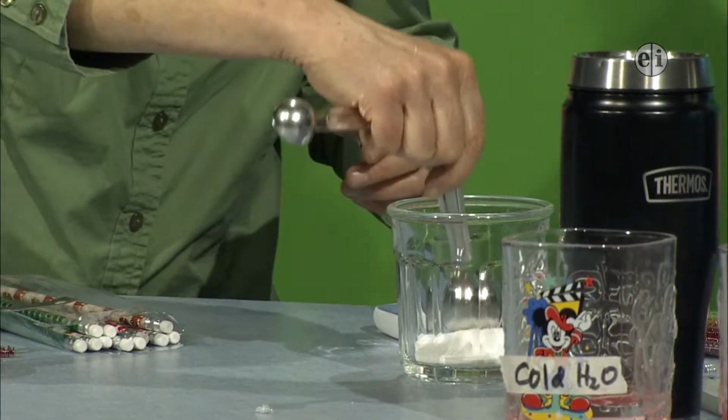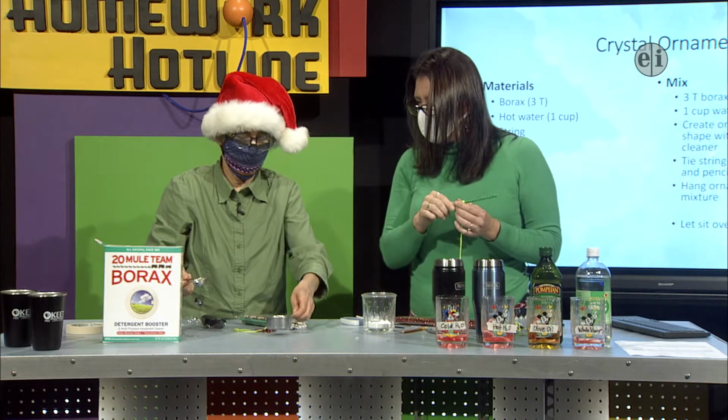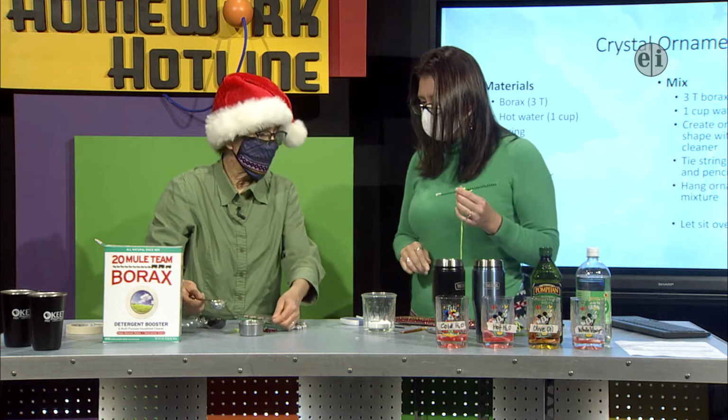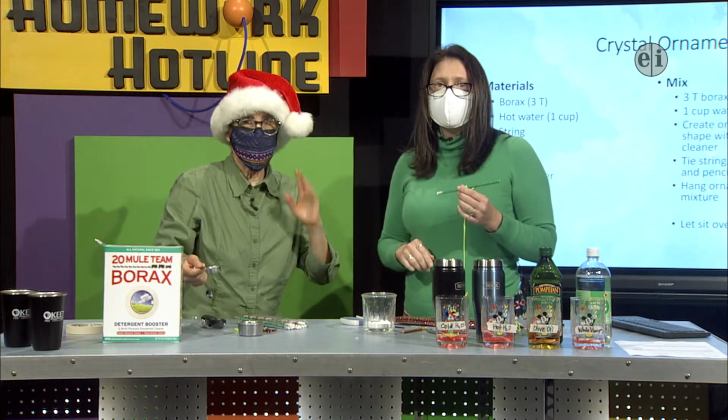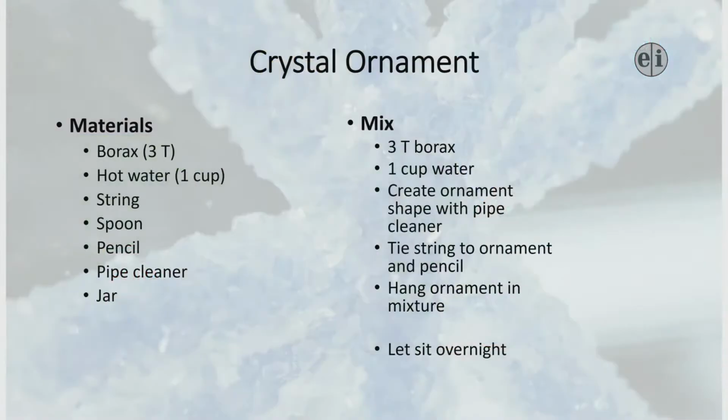Nice. Okay, we got 3 of these in here. So this is 3 tablespoons of borax, and I think that's on our slide. Yes. And then we have 1 cup of hot water, and that's the thing that's kind of tricky. Is that the hot one, right? Yes, that is the hot one. And so we need 1 cup.